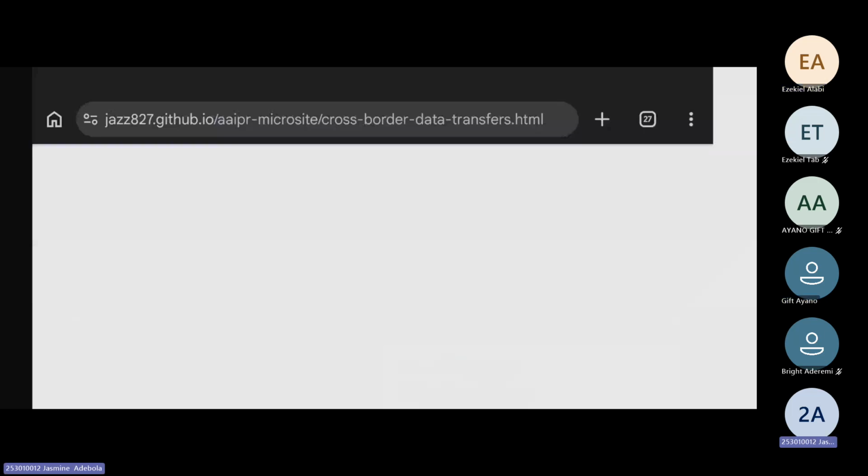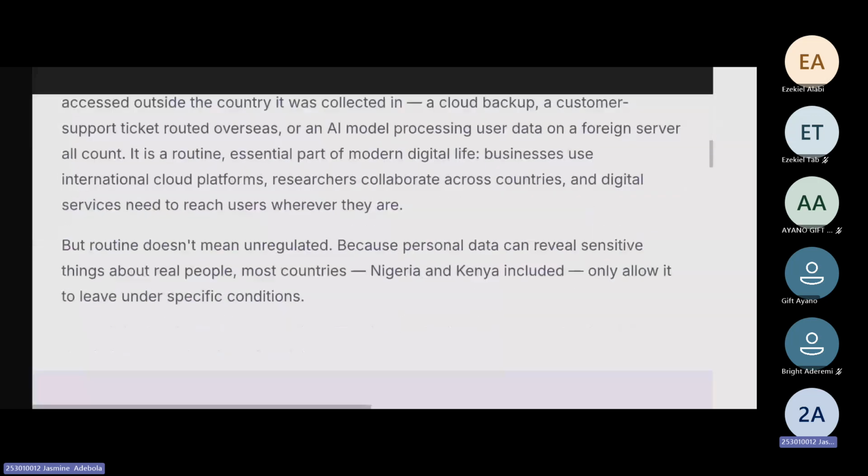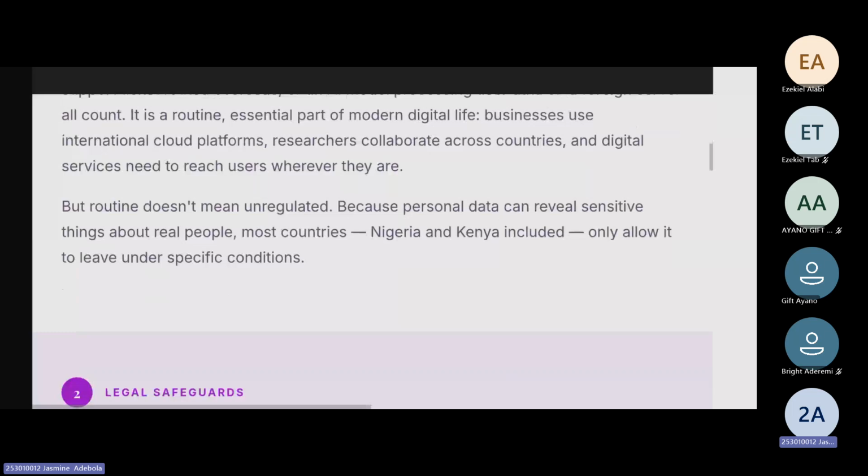Cross-border data transfer is essentially when data crosses a border, legally. It happens because businesses need to use international cloud platforms, researchers collaborate across countries, and digital services need to reach users wherever they are. But routine doesn't mean unregulated. Because personal data can reveal very sensitive things about real people, most countries only allow it to move under specific conditions. What has to be true before data can move?